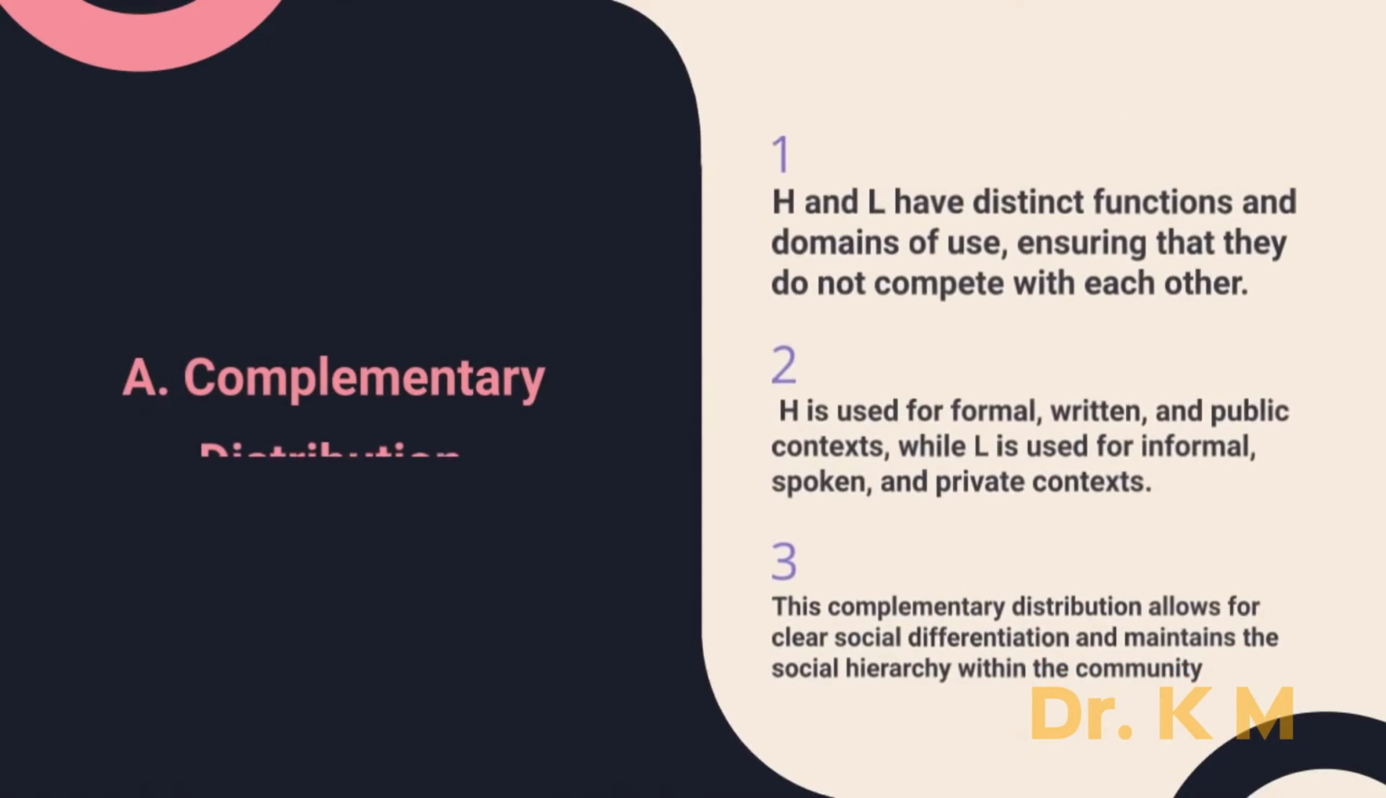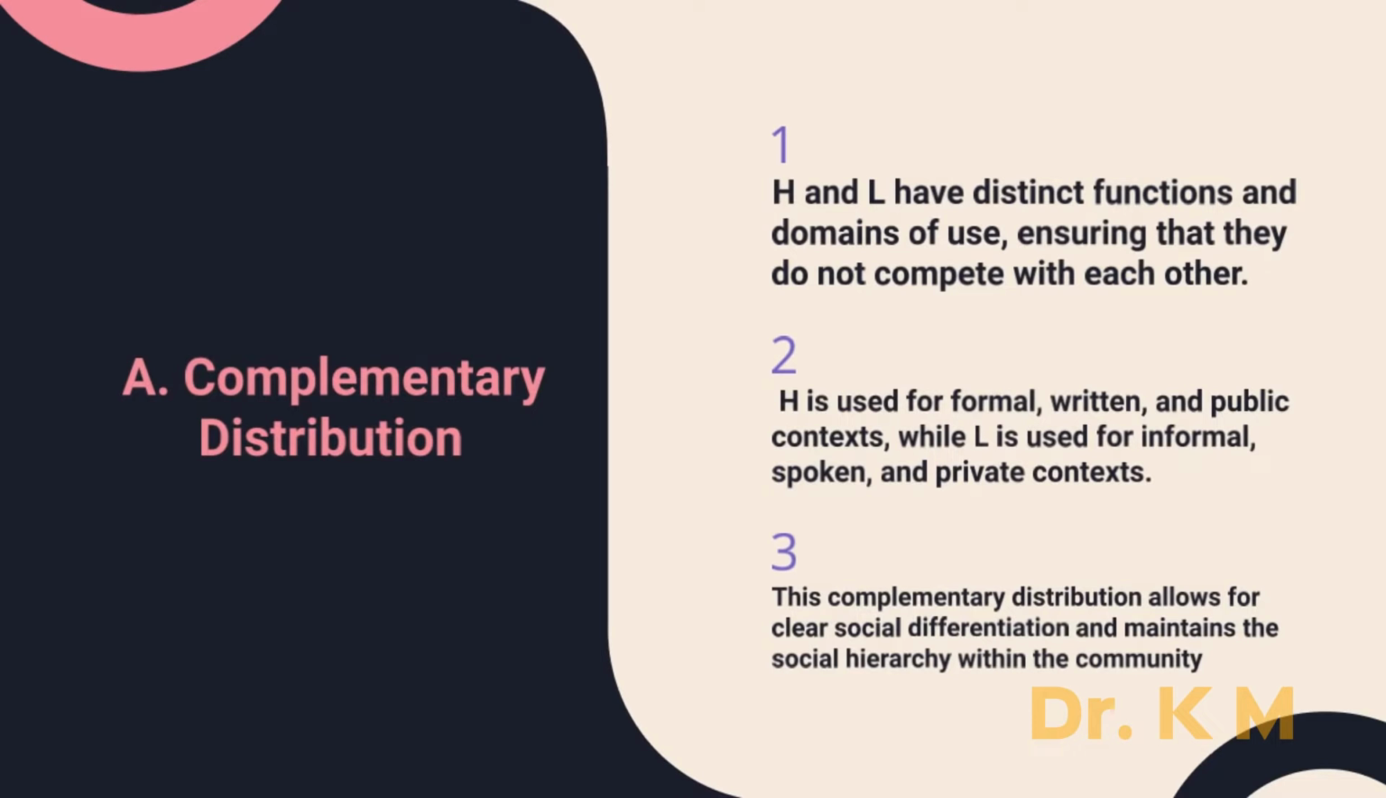A. Complementary distribution. 1. The high and low variants have distinct functions and domains of use, ensuring that they do not compete with each other. 2. The high variant is used for formal, written, and public contexts, while the low variant is used for informal, spoken, and private contexts. 3. This complementary distribution allows for clear social differentiation and maintains the social hierarchy within the community.